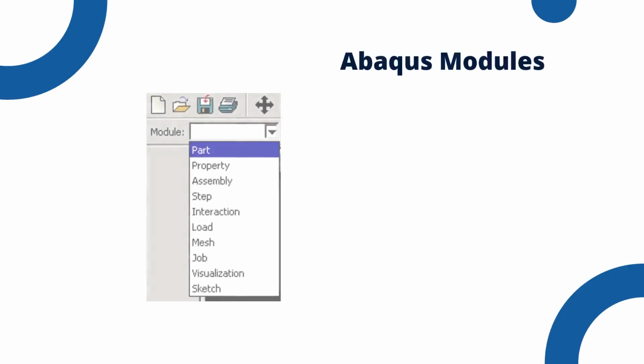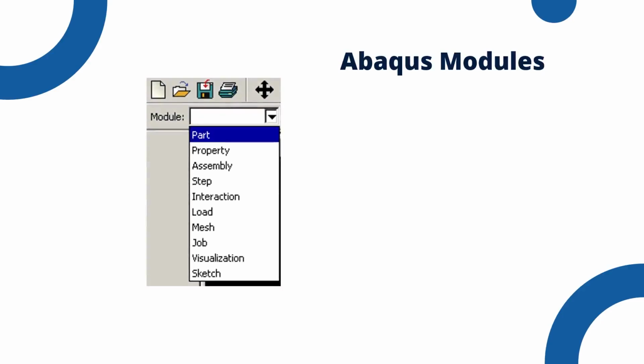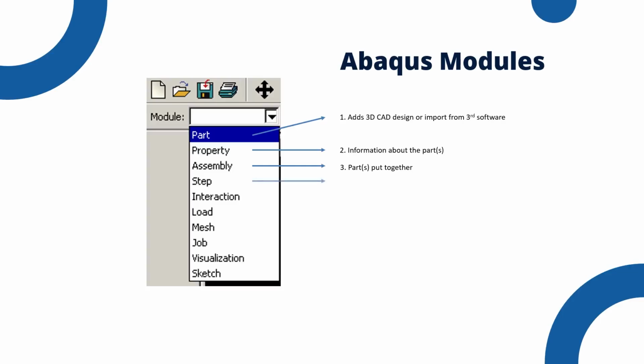Let's discuss Abacus modules. In the modules of Abacus, you have certain elements to work with. First is the part. The part is where you add a 3D CAD to design, or import from other 3D software that you may have. Another thing is the property. The property is information about the part that you're about to simulate. And the assembly is where you need to put the parts together, or simply define that you are working with one part.